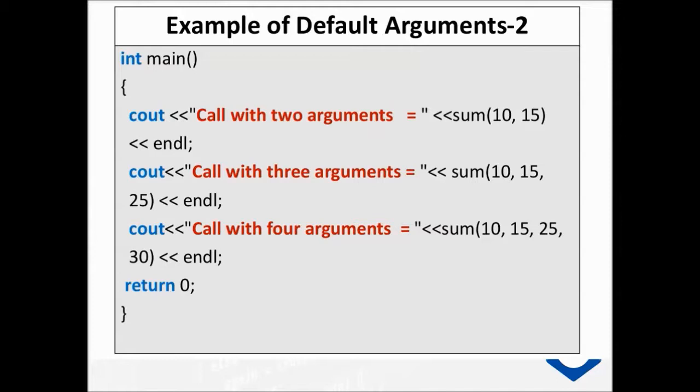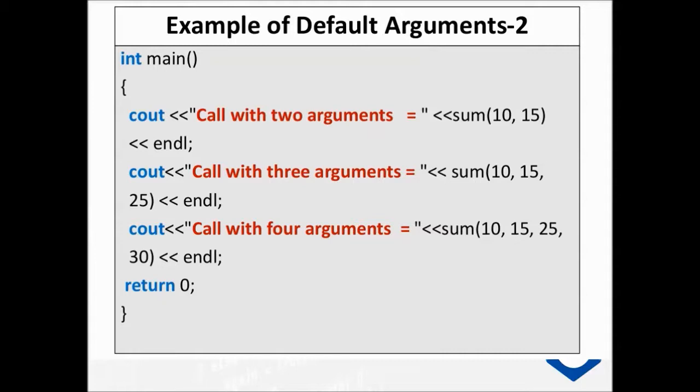So when this function is called, 10 goes to the variable x and 15 goes to the variable y, while z and w take the default values. And in the second line we call this function with 3 arguments. We write sum 10, 15 and 20. So here 10 goes to x, 15 is stored in the y variable, and 20 is stored in the z variable.